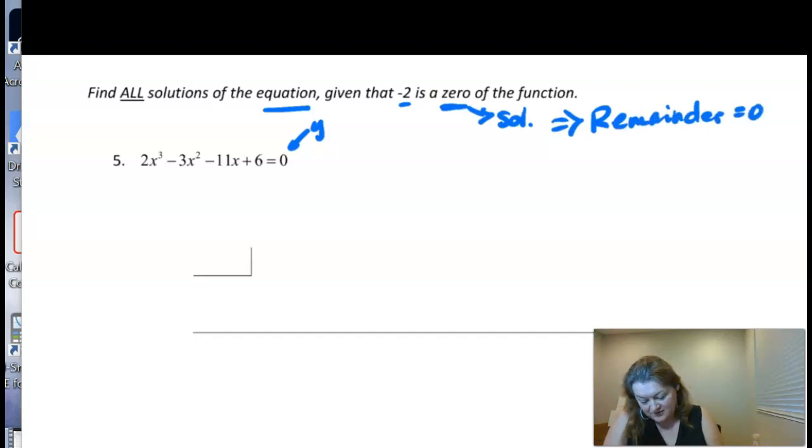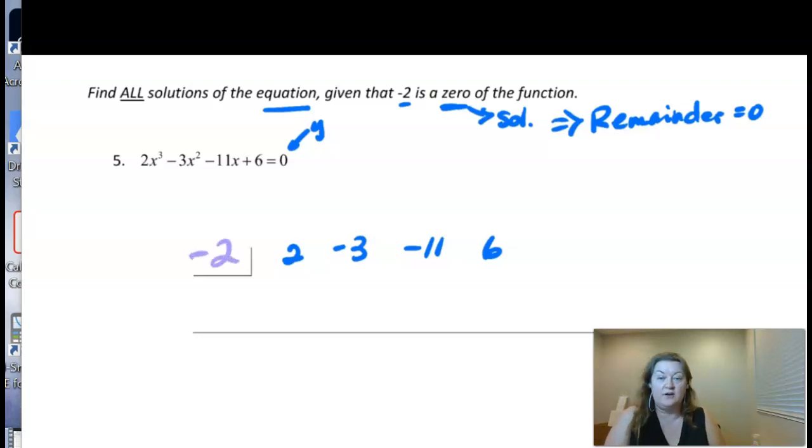So first step is making sure everything is set equal to 0. Everything is in decreasing powers. It is. So 2, -3, -11, 6. All right, and then the number that we're going to put on the outside is going to be a -2 because they just told us that it works.